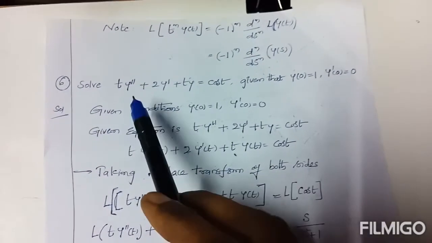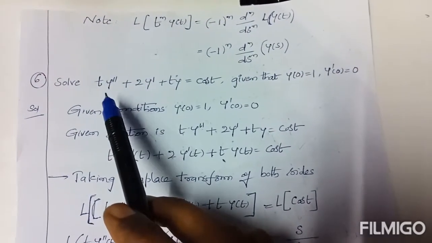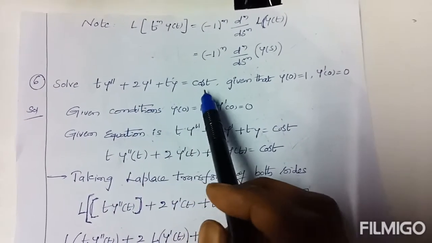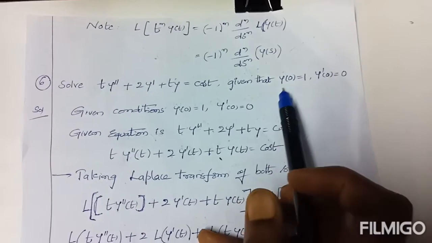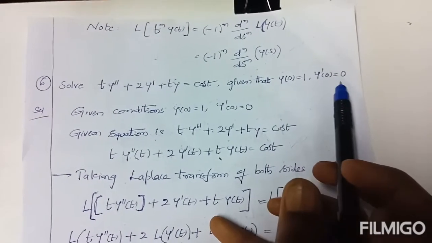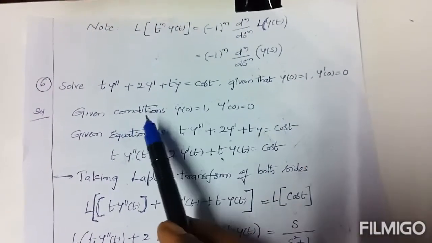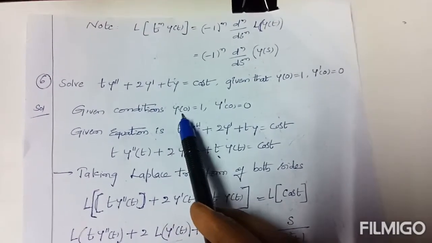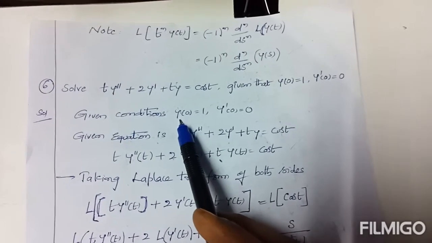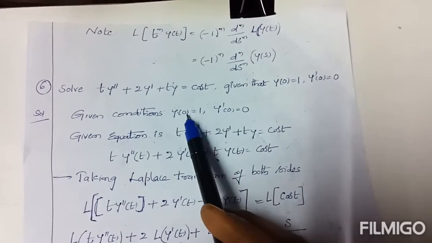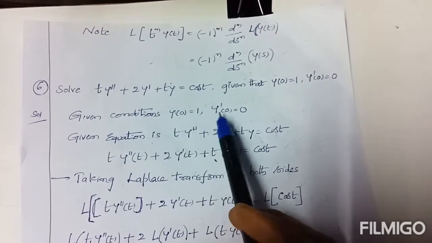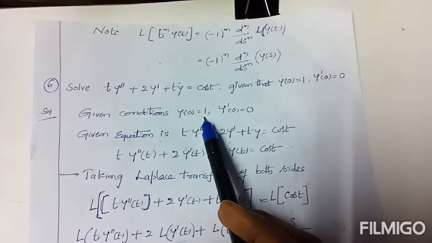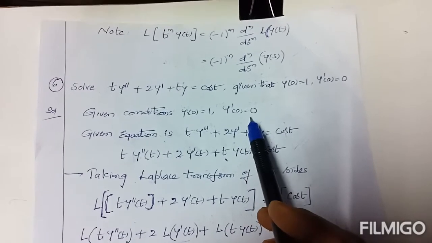After that, the present question is t into y double dash plus 2y dash plus t y equal to cos t, given that y of 0 equal to 1 and y dash of 0 equal to 0. The given conditions are called initial conditions. The y value and y dash value are defined at 0 only, so these two are called initial conditions. Y of 0 is defined as 1, y dash of 0 is 0.